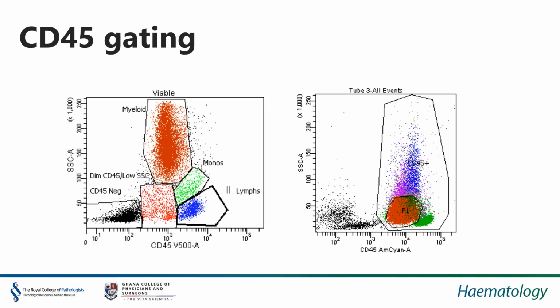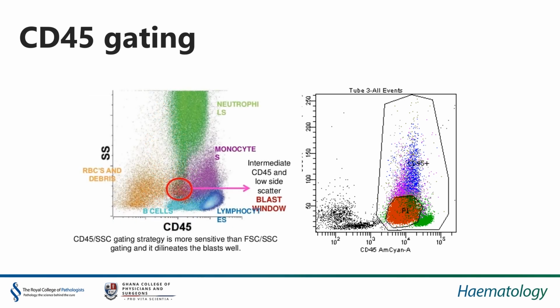This CD45 dim or intermediate area with a low side scatter is sometimes referred to as the blast window. And this is quite commonly where blasts may fall. So it's very important that if we do see a population like we see here on the right, we gate on those cells, and then we can look at the antigen expression profile both on the surface and internally using cytoplasmic techniques to see what that cell is expressing, to identify it. Is it a myeloid cell? Is this a case of acute myeloid leukemia, or is it something else?